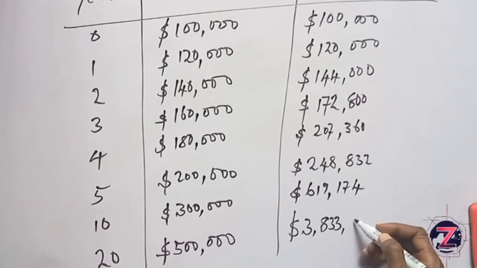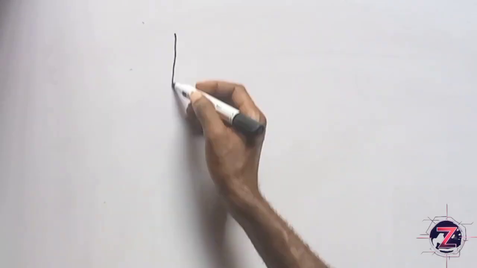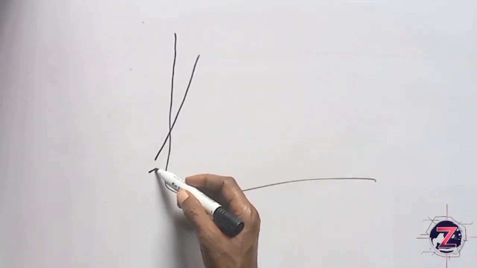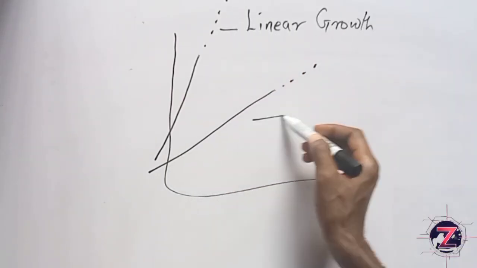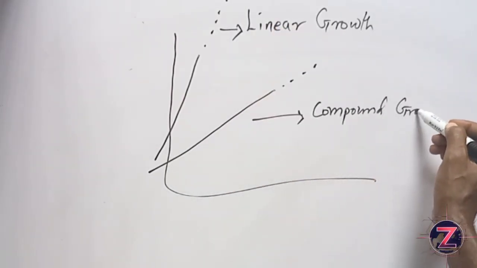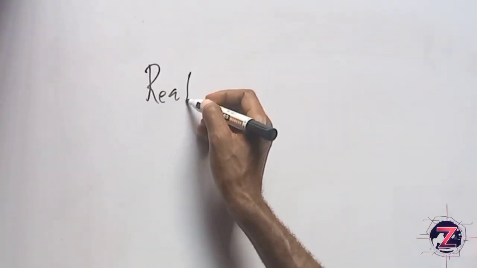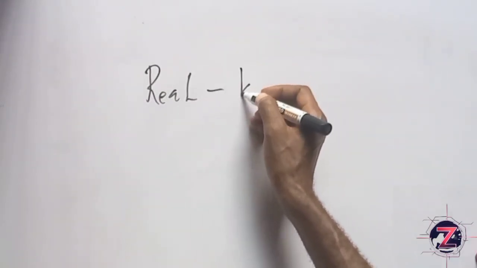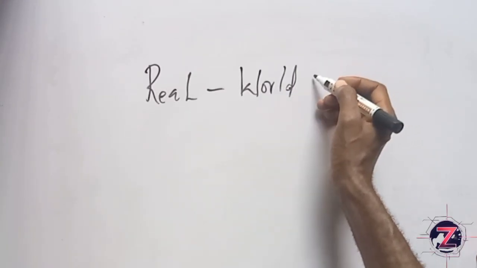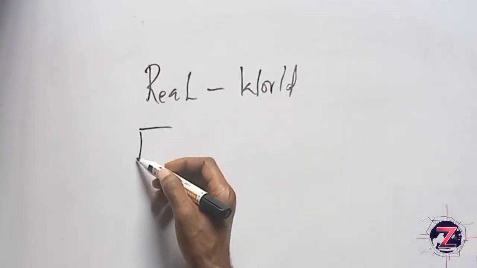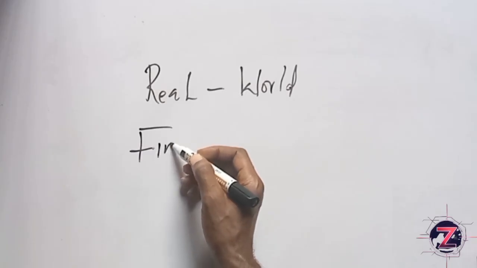Here is a graph of linear growth versus compound growth. The curve gets steeper and steeper. Linear growth moves in a straight line, whereas compound growth starts slowly, then explodes upward. Time is the fuel behind compounding. Now let's go to real world financial applications of this comparison, guys.